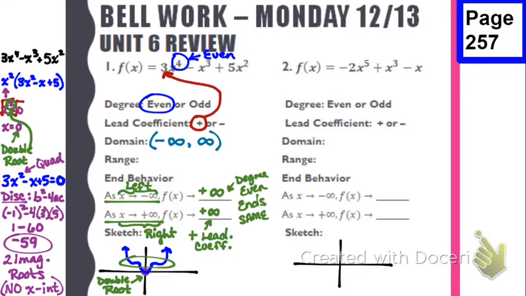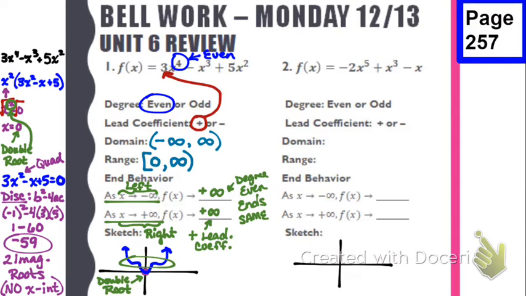Now that we can look at this picture, I have a much easier time telling what my range would be here. Minimum of 0, that is the lowest the graph ever goes. What's the highest the graph ever goes? Infinity. Beautiful.